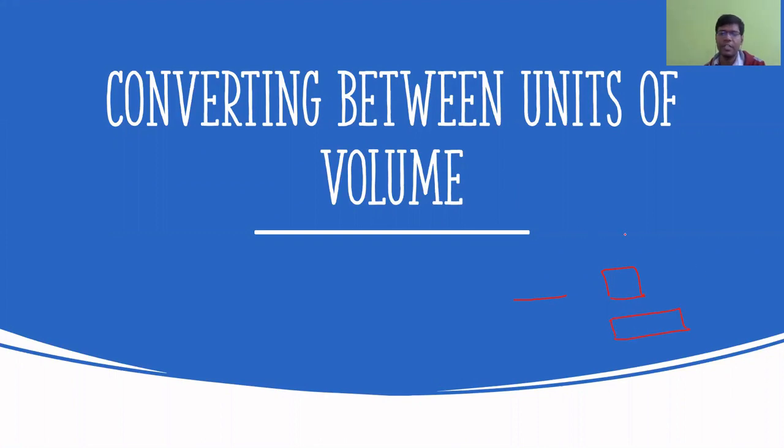In fact, we have a circle, so that is again two dimensional. But when we talk about volume, it becomes three dimensional. So either we'll have a cube, or a cuboid, or a cylinder, or something like that. Okay, so that's about conversion of unit of areas.